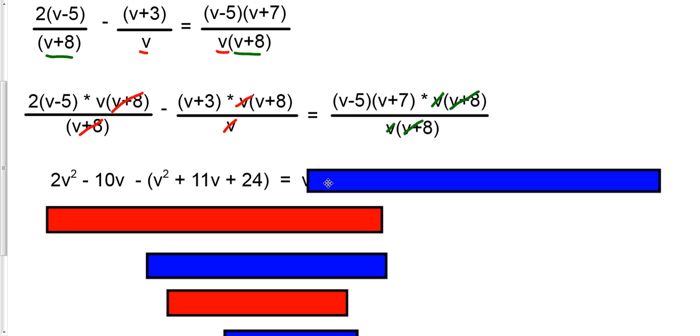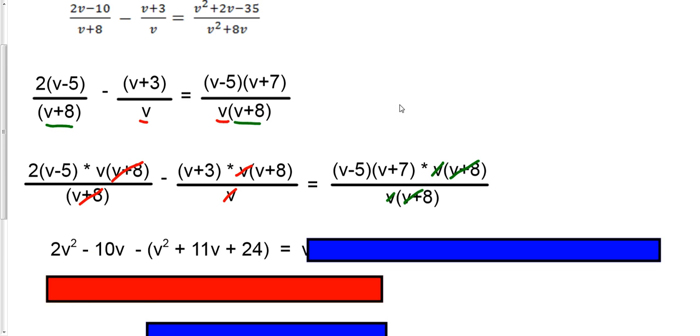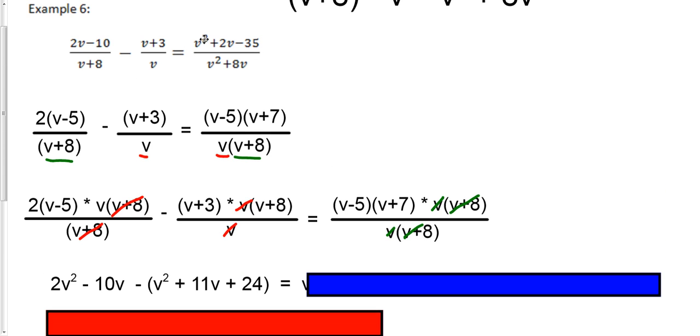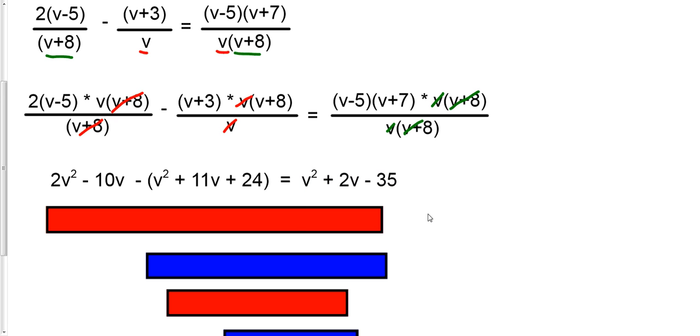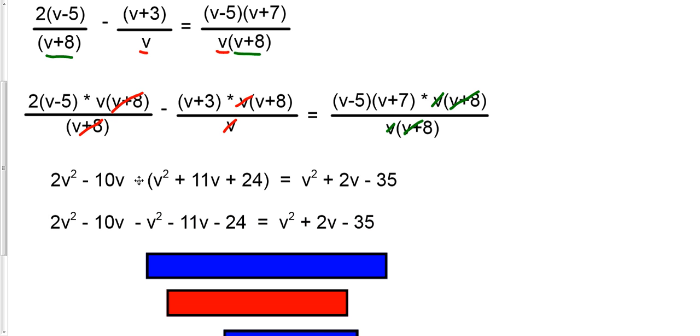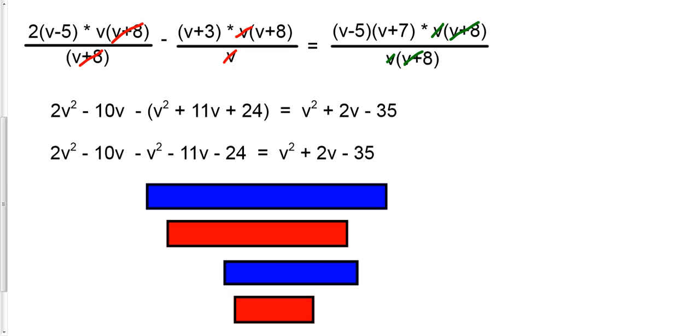This is all going to be set equal to v minus 5 times v plus 7, which remember is just going to be this numerator from before anyway. So v squared plus 2v minus 35. Now we need to distribute this negative, or the minus. That's going to make everything look like this. 2v squared minus 10v minus v squared minus 11v minus 24 equals v squared plus 2v minus 35.